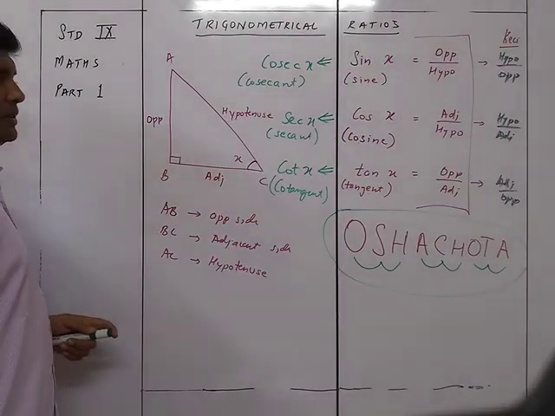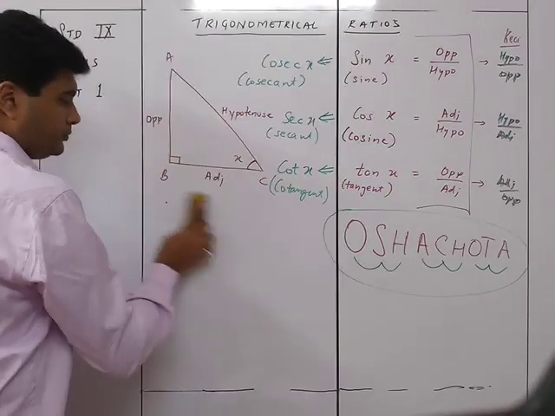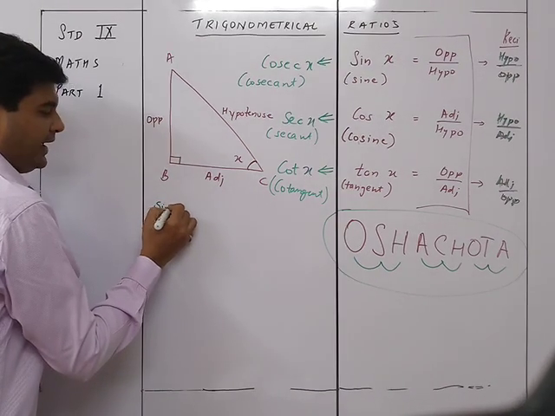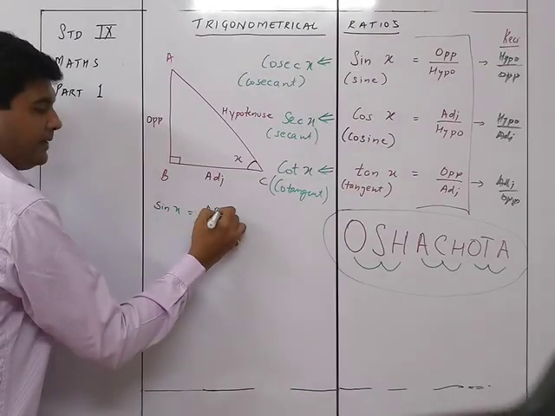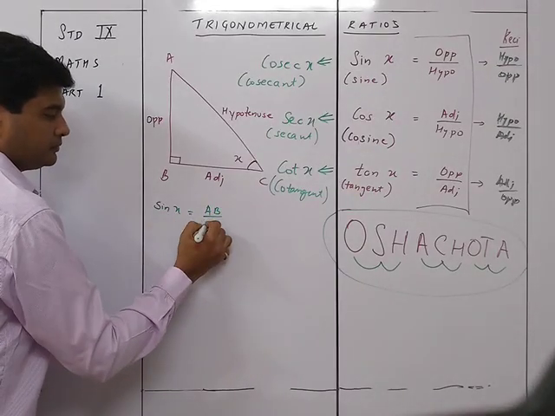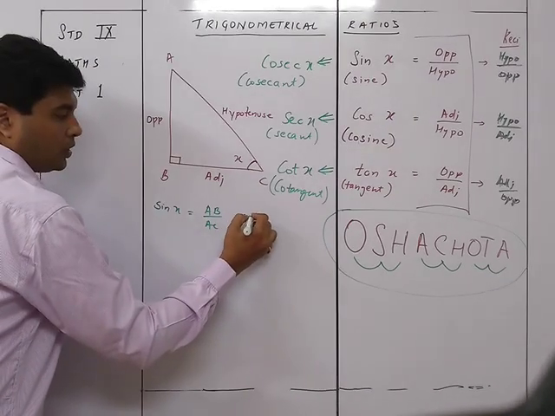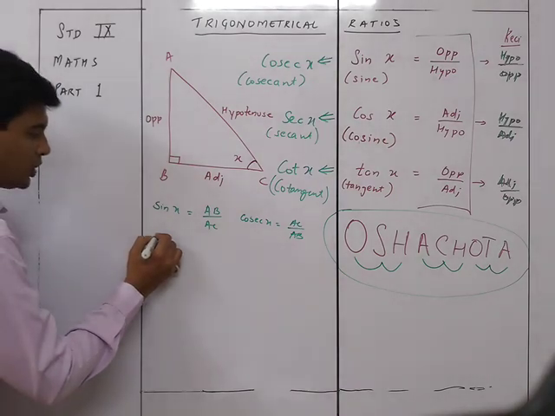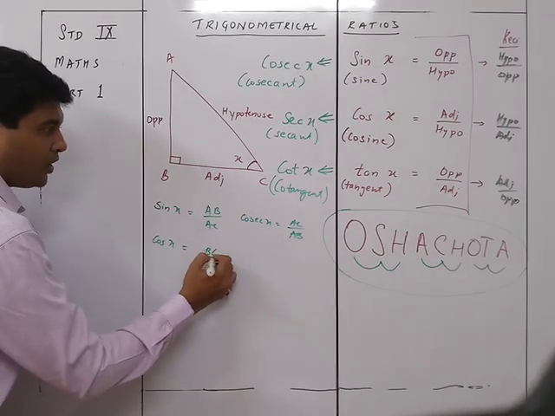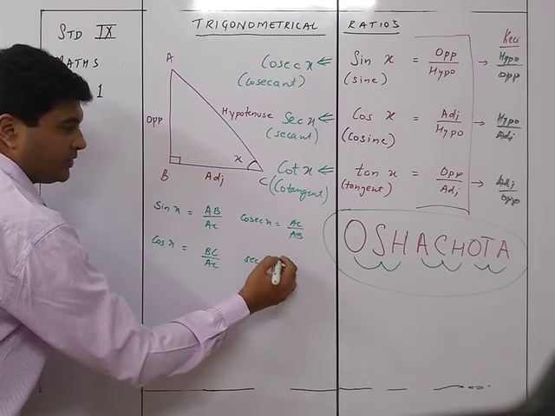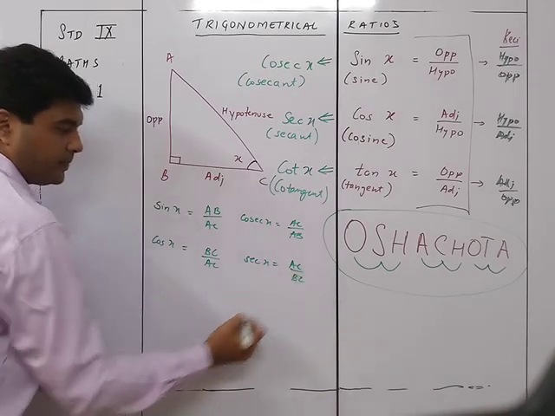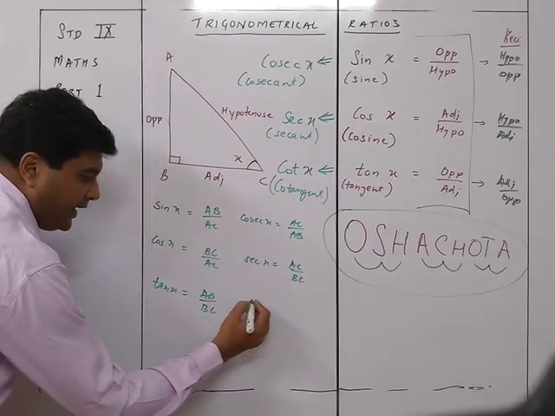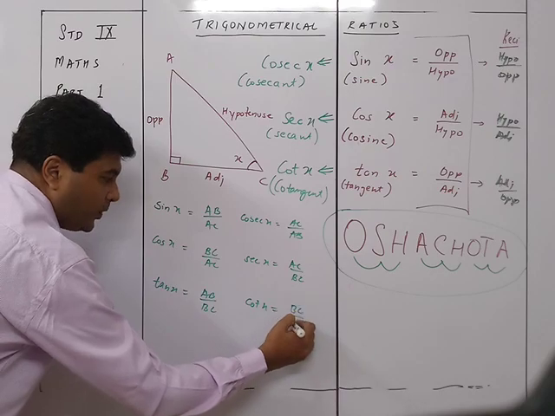So we see here that over here in this sum, we say that sine x is equal to opposite, that is AB upon AC. And cosec x is equal to AC upon AB. Cos x is equal to BC upon AC. And sec x is equal to AC upon BC. Tan x is equal to AB upon BC. And cot x is equal to BC upon AB.